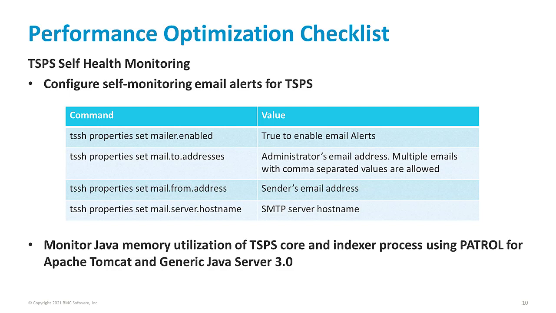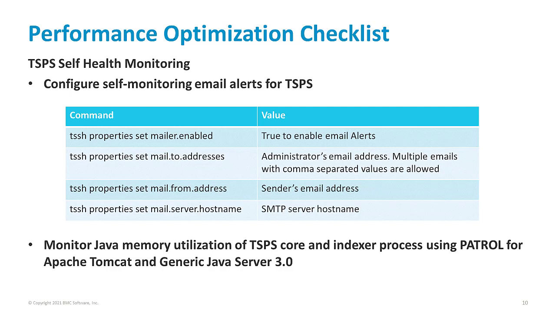They will need to be enabled post-install by executing the TSSH properties set commands with the appropriate values. You can run the TSSH properties list command to check if those values are already set or not. In case of TSPS HA, this command needs to be executed on the TSPS node which is active. Changes in the above property don't require a TSPS restart. You can just run the command tssh properties reload.